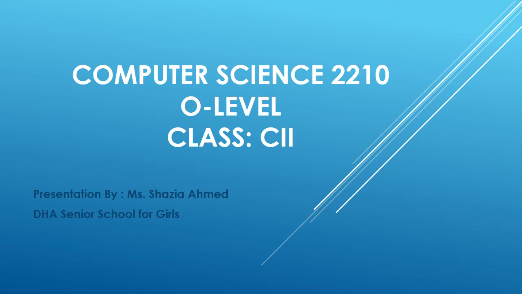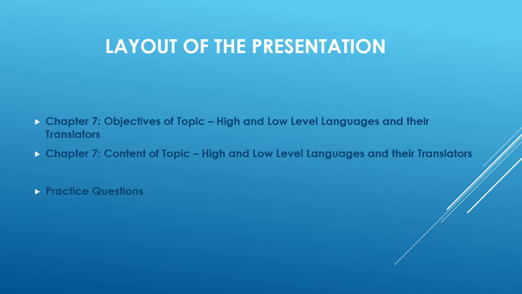This is Shazia Ahmed. I'll be teaching you O-level subject Computer Science, course code 2210 for class C2. Well, students, you have already covered almost 80% of the syllabus of book 1. I have chosen chapter number 7 for quick reinforcement in this session so that when we start book 2 for programming, it will be easy to relate this topic with the programming concepts.